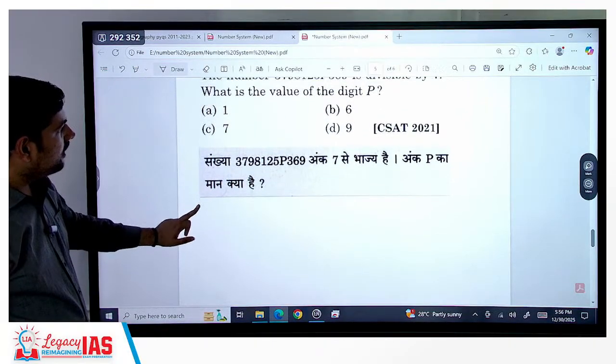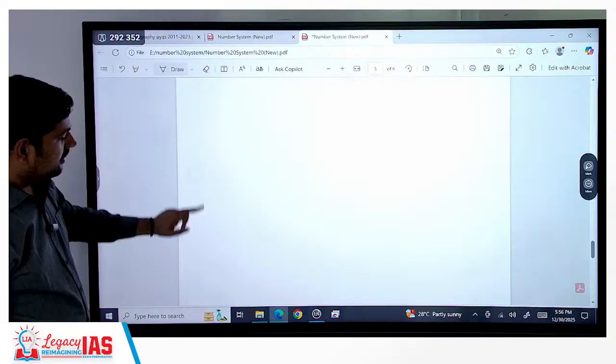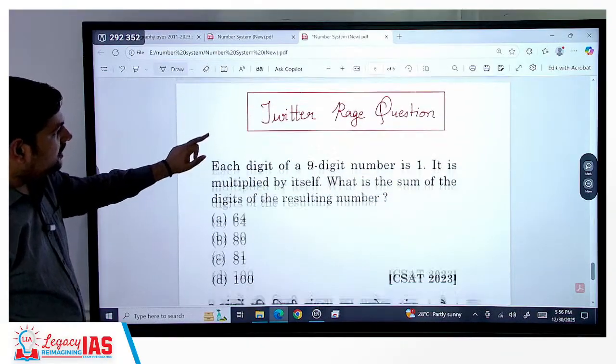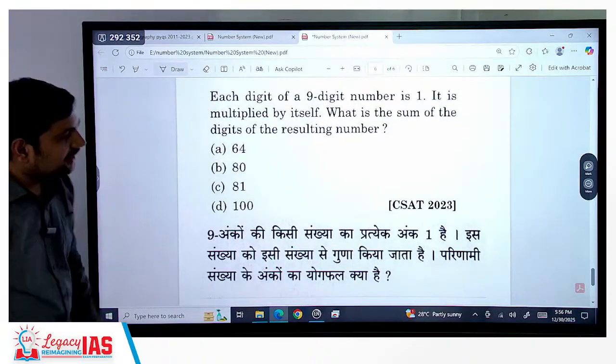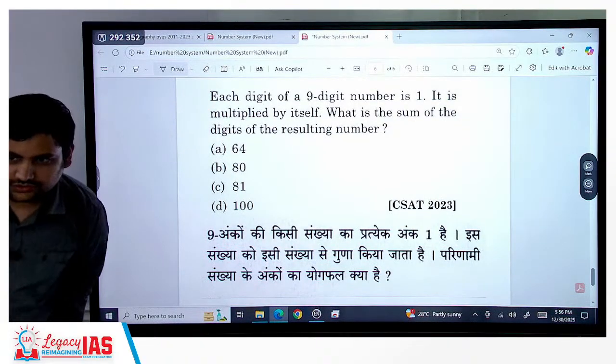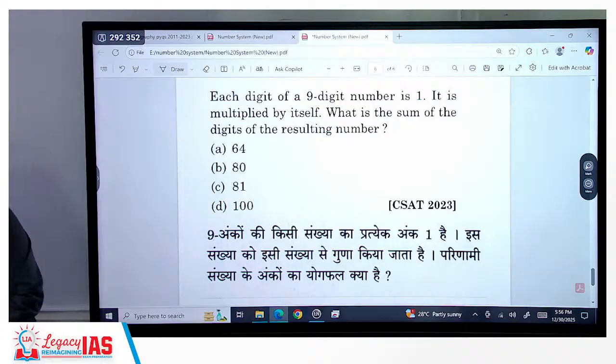Then divisibility is, do this one. This is 2023.